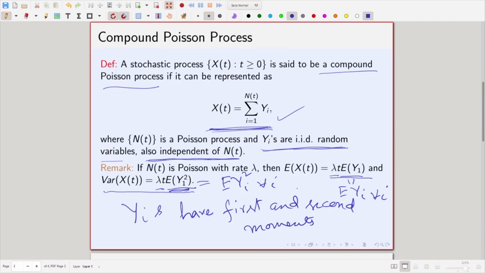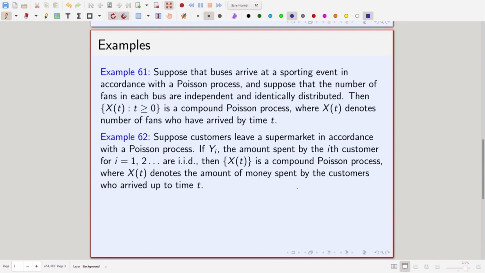Now, we have defined this new class of stochastic processes, namely the compound Poisson process. Now, where do such processes arise? Let us see a couple of examples. Suppose that buses arrive at a sporting event in accordance with a Poisson process, and suppose that the number of fans in each bus are independent and identically distributed.